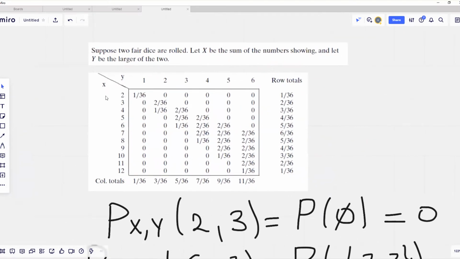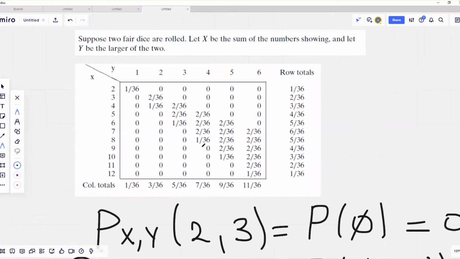The whole joint PDF is represented in the following table here. So for instance, the probability that the sum of the faces showing is equal to 7 and the larger of the 2 faces is equal to 4 is 2 over 36. There are 2 such outcomes. The first outcome is getting number 3 on the first die and 4 on the second. And the other outcome is getting 4 on the first die and 3 on the second.